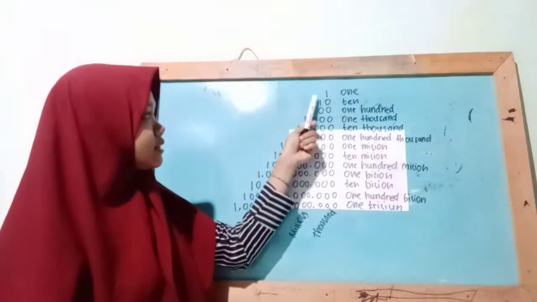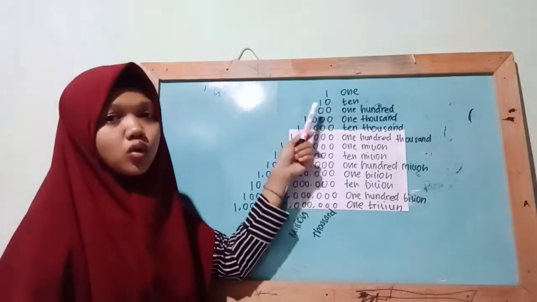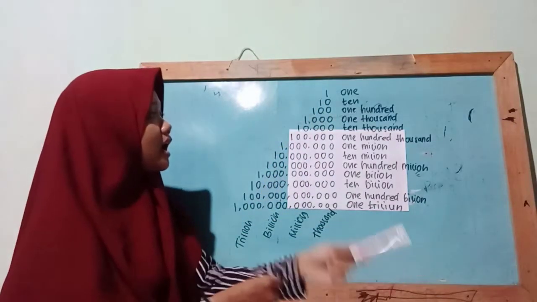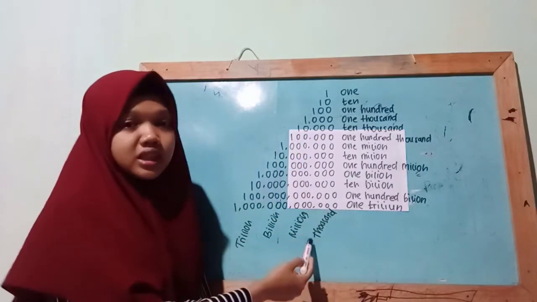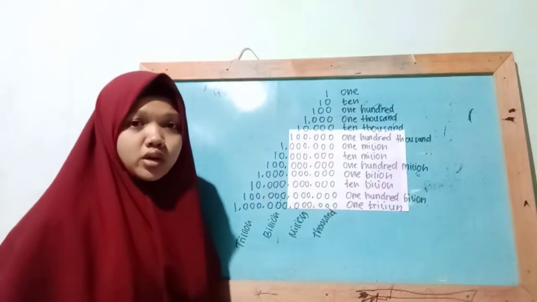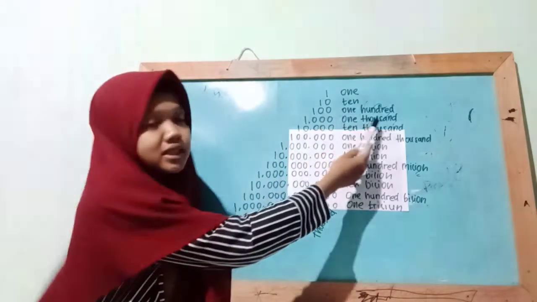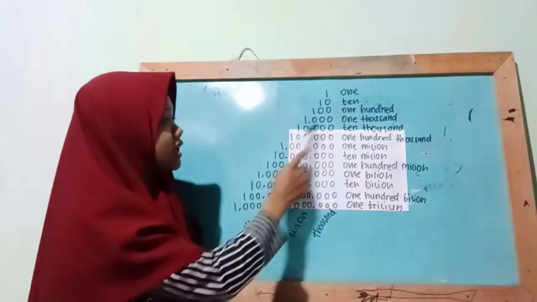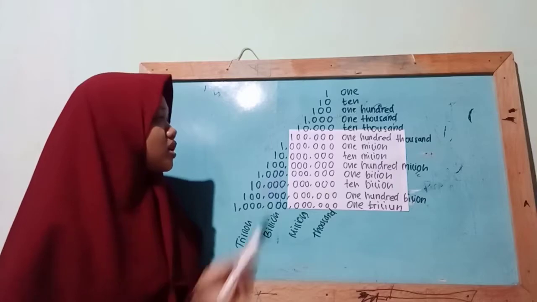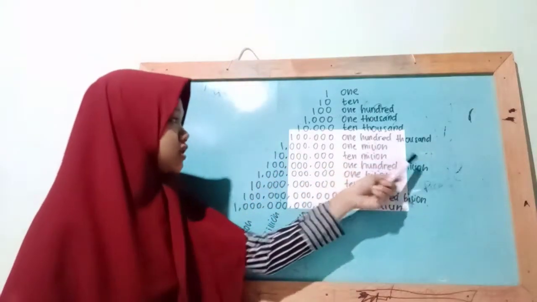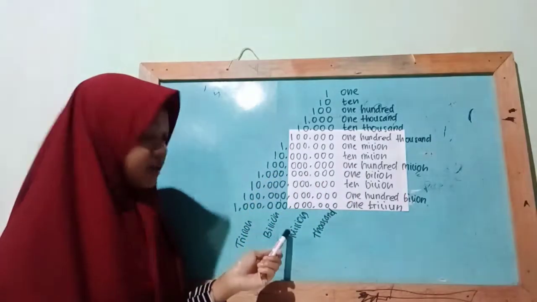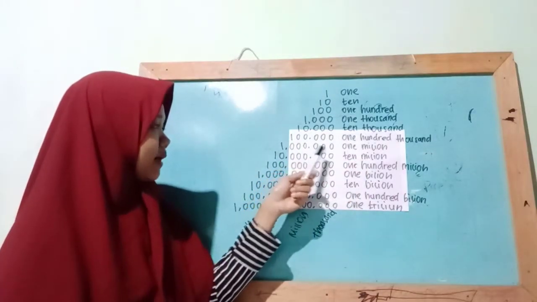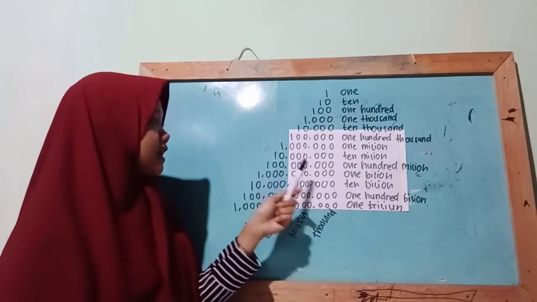This is 1, 10, 100. I have one comma, okay? This comma, thousand. So we can say 1 thousand. This is 10 thousand. 100 thousand. 1 million, because this comma is million. Second comma, okay? 1 million.